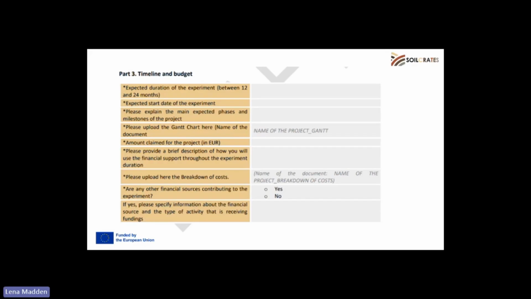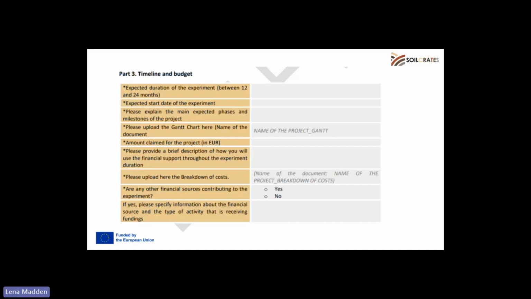Amount claimed for the project in euro, and please provide a brief description of how you will use this financial support through the experiment duration. So this is like a justification of your project cost. If you need money for your own time, or for taking land out of use, or if you're hiring someone to help you, or hiring machinery, or buying fertilizer, seeds, etc. Whatever you put in the financial template, explain here briefly, okay?